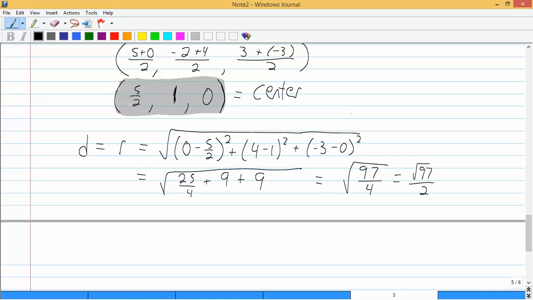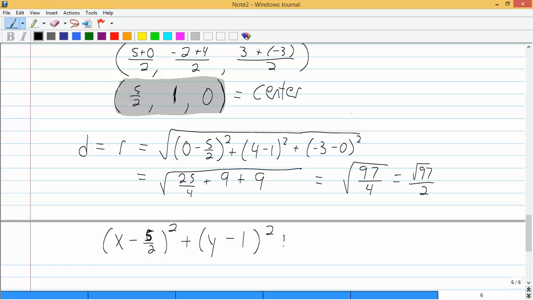So it's going to be x minus 5 halves squared, plus y minus 1 squared, plus z minus 0 squared, that's z squared, equals... now what do you get when you say the radius squared? 97 over 4.